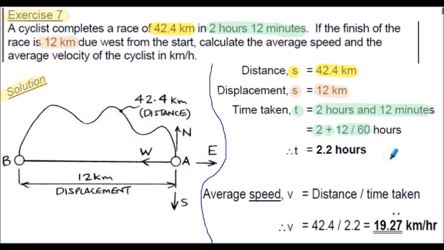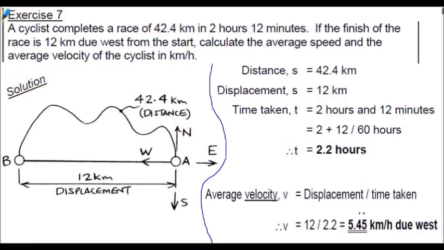Don't forget there are 60 minutes in an hour. So that calculates to the time taken is 2.2 hours using decimals. We can first of all calculate the average speed. Note the formula for speed is distance divided by time taken. So in this case the average speed v calculates to be 19.27 kilometers per hour. Just notice the dot above the 2 and the 7 means these numbers are recurring.